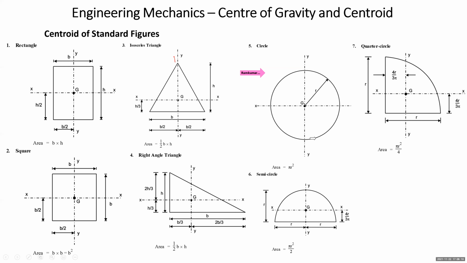Now we come to quarter circle. In case of the quarter circle of radius r, area is going to be pi r square by 4. So both the centroidal axes will be at distance 4r upon 3 pi from the base. This is one base, 4r upon 3 pi. One centroidal axis parallel to this base. Another centroidal axis parallel to this vertical base is also 4r upon 3 pi. So in case of the quarter circle, you'll remember it like this: centroid of quarter circle is at a distance of 4r upon 3 pi from each base.